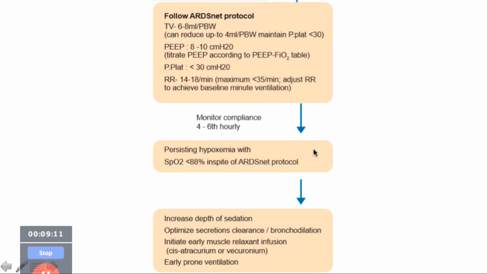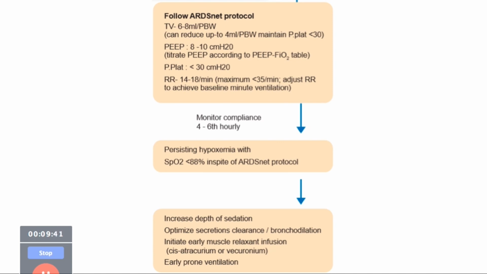So now, you have brought down your tidal volume, you have optimized the PEEP, and you have optimized your respiratory rate. Even then, you are not able to achieve good saturation. That is when you need to reassess the depth of sedation and optimize the clearance of secretions. So you have to examine his chest, and if there are a lot of secretions, you have to facilitate adequate clearance of secretions.